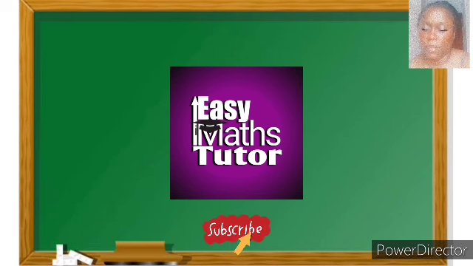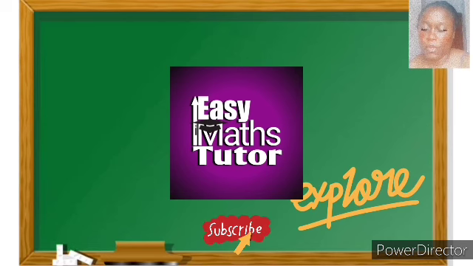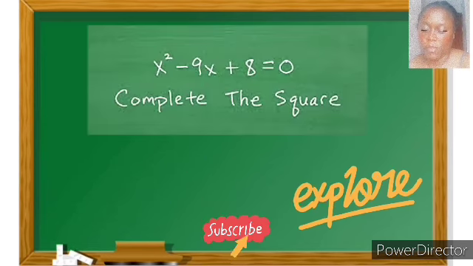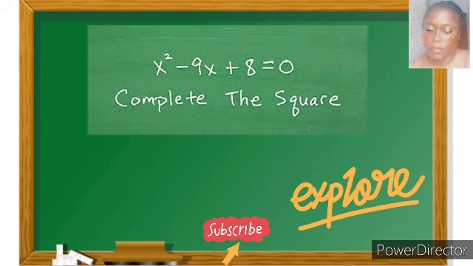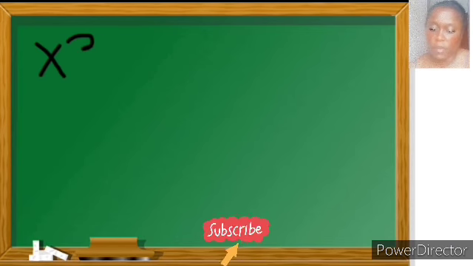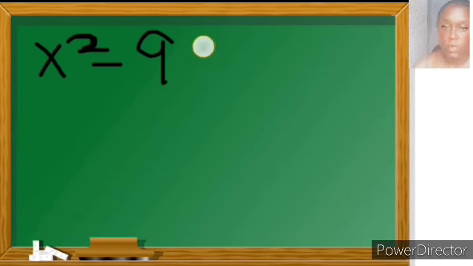On this problem, do you know 80% of students and teachers will not be able to solve this problem? So let's explore and jump right ahead. X squared minus 9x plus 8 is equal to 0.